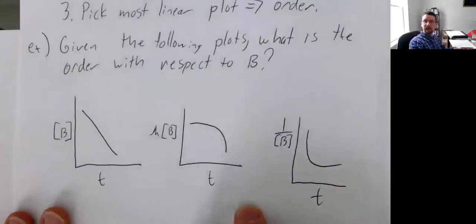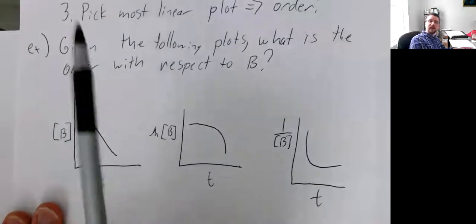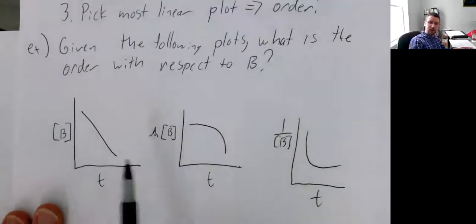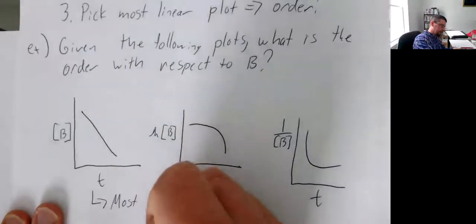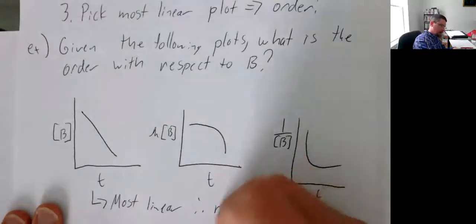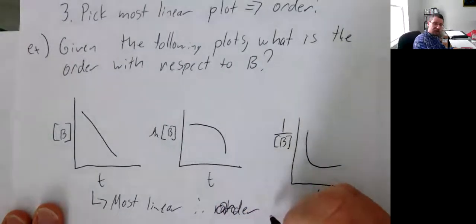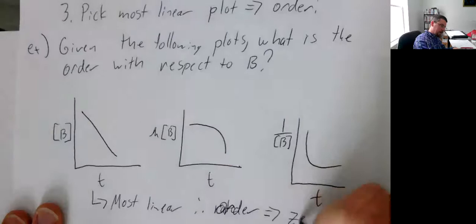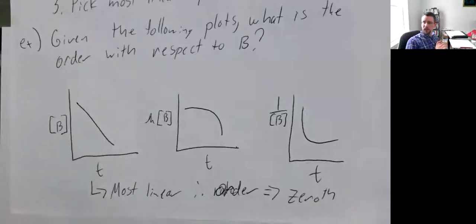So now we have to investigate these. We'll pretend that we already collected our data and made these plots. The last step is to pick the most linear plot. Looking at these plots, I would consider the first one the most linear. Therefore, the order of the reaction with respect to B is 0th. So that's how you determine the order of a reactant with respect to time.